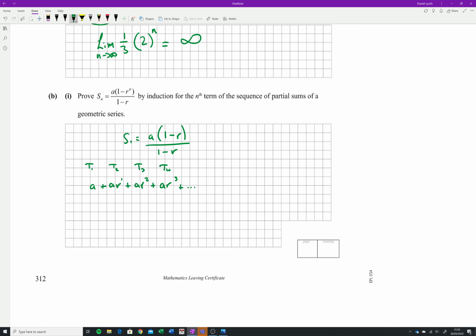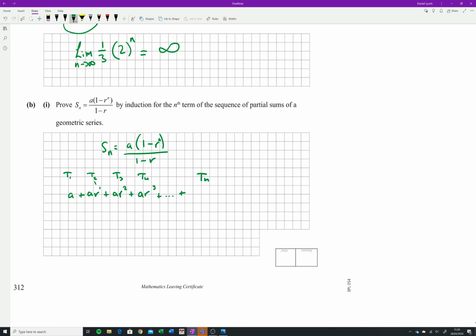How many things do we actually want to add up? Remember, it's Sn. So we want to add up n things, so we want this to be Tn here. And what you'll see is that when that's 2, the power on r is 1. When it's 3, the power on r is 2. When it's 4, the power on r is 3. So when it's n, it's ar to the n minus 1. You just subtract 1 from it. Okay, so this is the thing that we're going to use, and we know that when we add those things together, that's Sn, which we're hoping to show is this thing here.